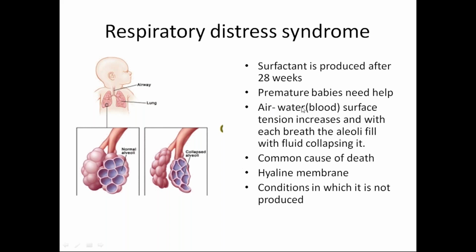The air-water interface, that's because of blood, it's not water. The surface tension increases, and with each breath the baby takes, the alveoli fill with fluid and collapse. So you can see here, this is the normal breathing, while this is a collapsed lung. So this is a bunch of grapes which are nice and round. These are shriveled, and they lead to death.